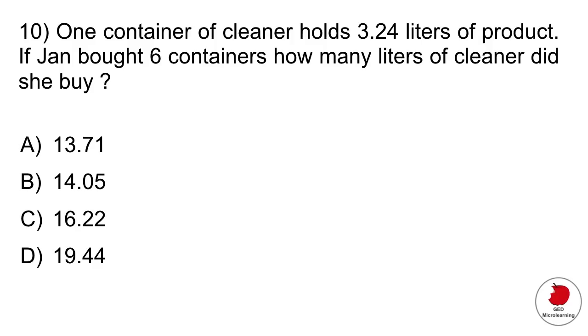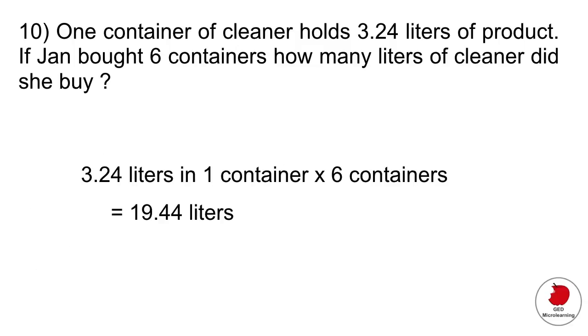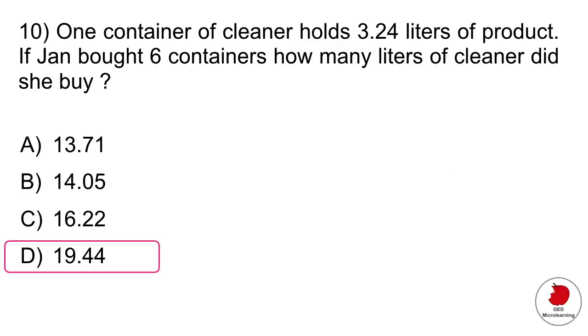All right, question 10. One container of cleaner holds 3.24 liters of product. If Jan bought 6 containers, how many liters of cleaner did she buy? Here we know that 1 container holds 3.24 liters. If we multiply that by 6 containers, that gives us the total amount of liters that she bought, which is 19.44, option D.